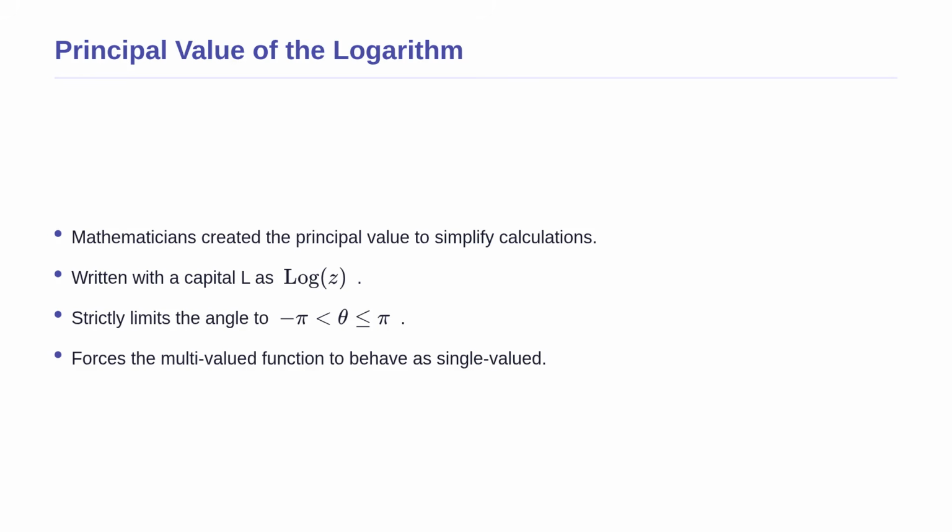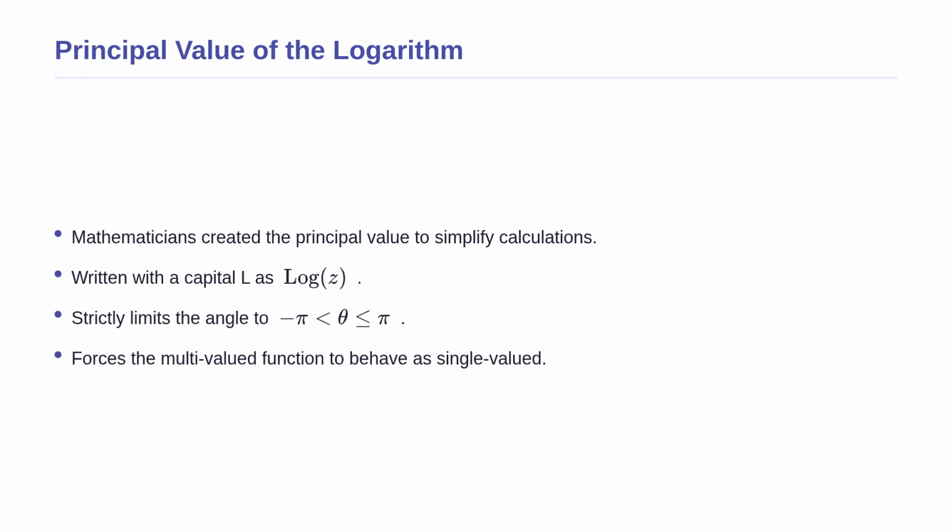This brings us to a practical solution. To make the logarithm easier to work with, mathematicians created the principal value of the complex logarithm. This is written with a capital L. To find this single unique answer, we strictly limit the angle to be greater than negative pi and less than or equal to positive pi.